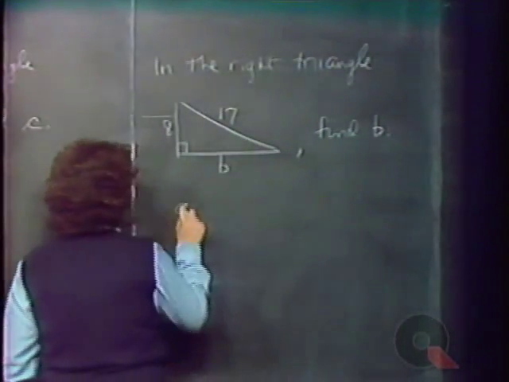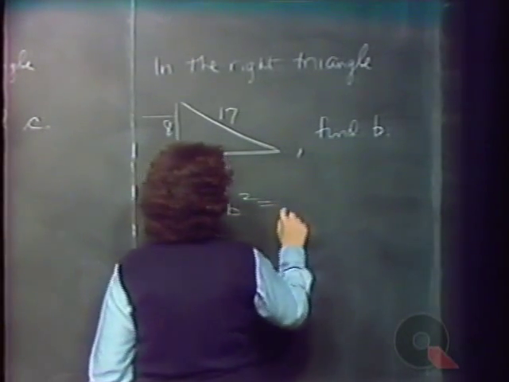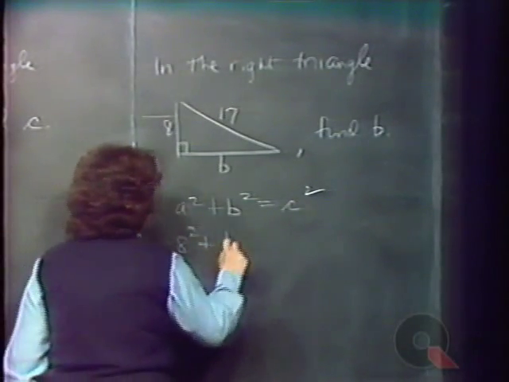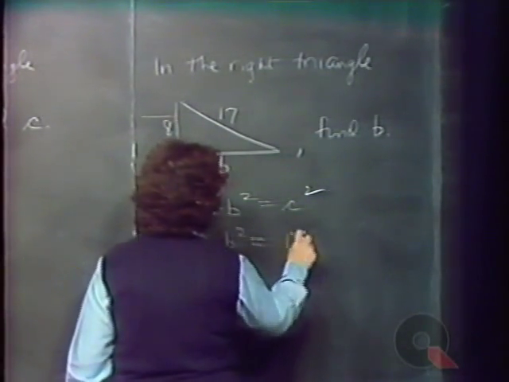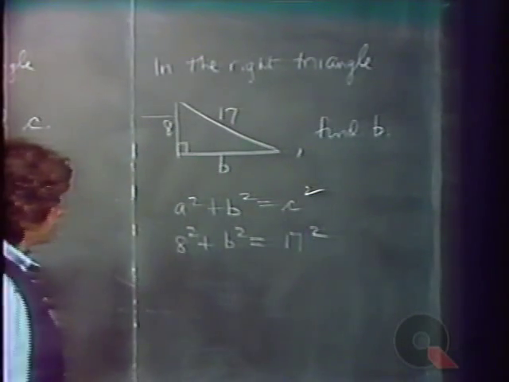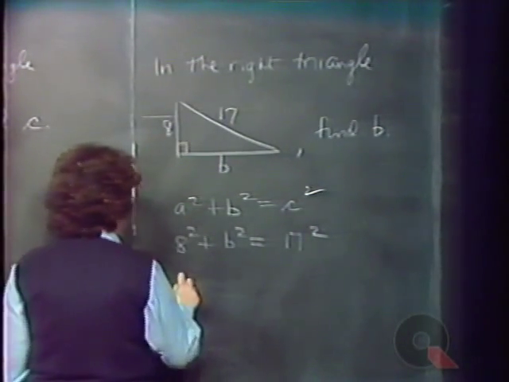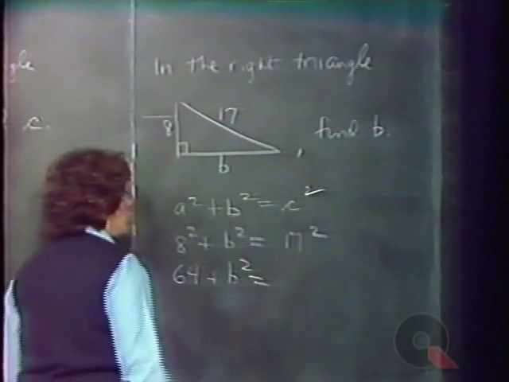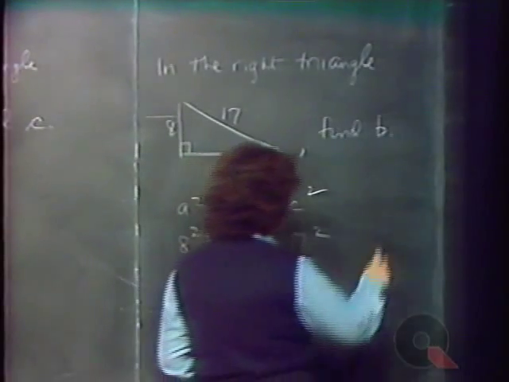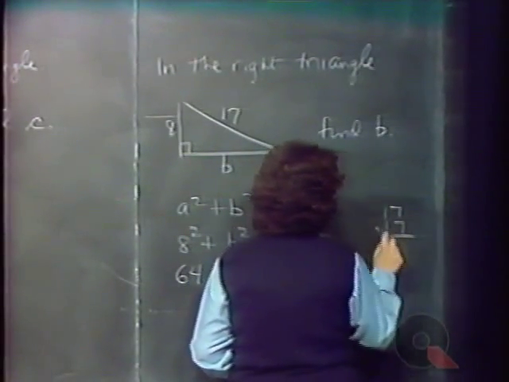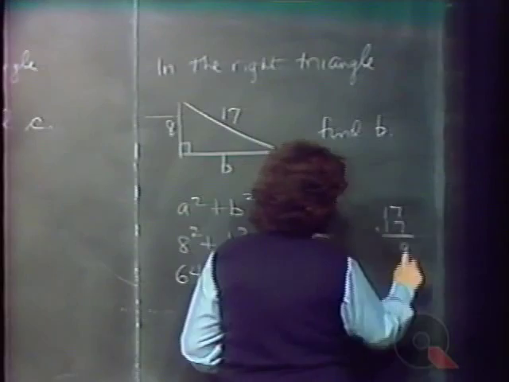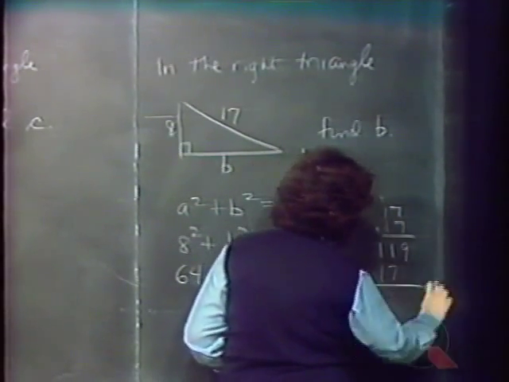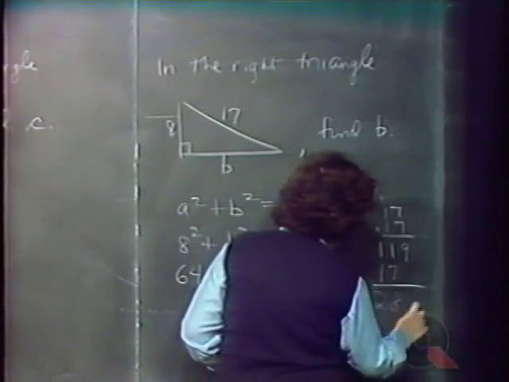Okay, once again, A squared plus B squared equals C squared. 8 squared plus B squared is equal to 17 squared. 64 plus b squared is equal to 17 squared, which means 17 times 17. 7 times 7, 49. 4 and 4 is 8, and 1 is 9. Then 17 times 1, after you've indented, 289.